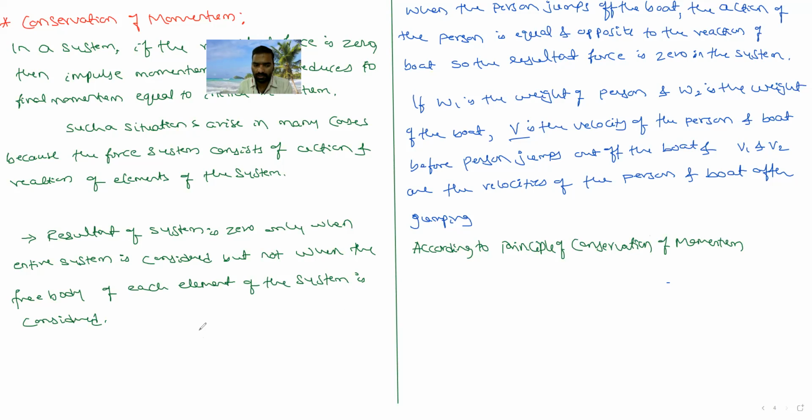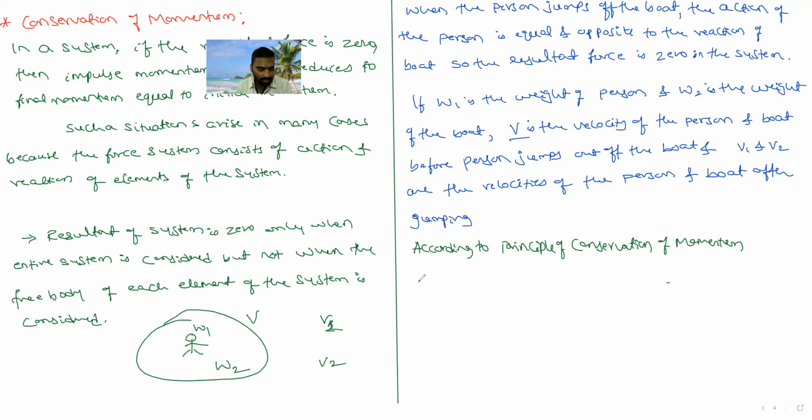Initially, what bodies are there? Can you tell me? There is a boat, there is a person. What is the weight of the person? W1. What is the weight of the boat? W2. And these are moving with a velocity V. Then the individual weights are W1, W2. And after jumping, what is the velocity of the person? V1. And what is the velocity of the boat? V2. Okay. So if you know this much, you can write it easily.